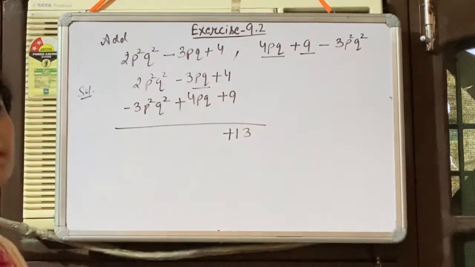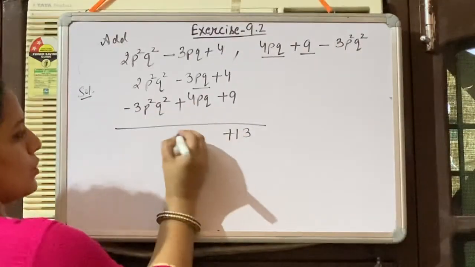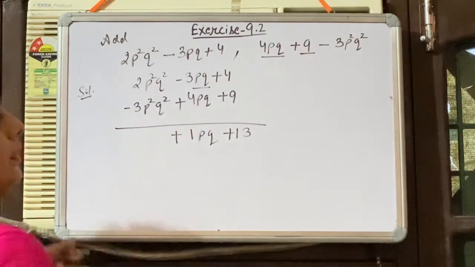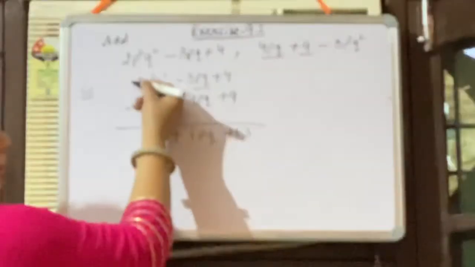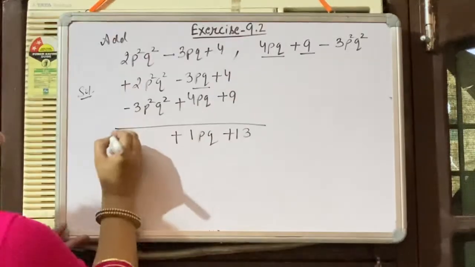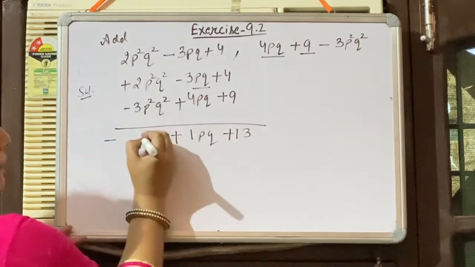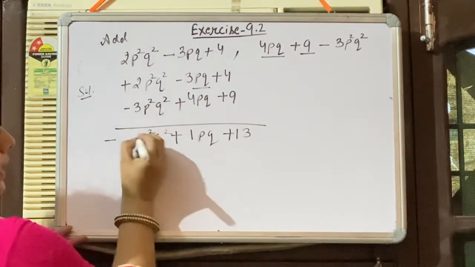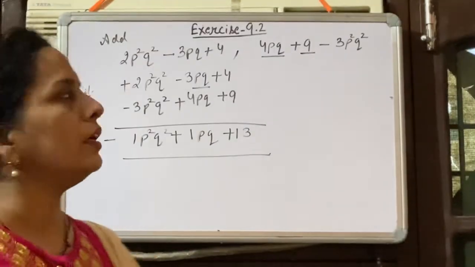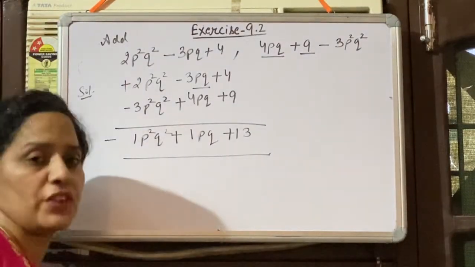Plus minus minus, but sign of the positive, that is here we have 1pq. Next positive, negative, negative and sign of the negative, p square q square and 1. This is our final answer. Now let's do some questions of subtraction.